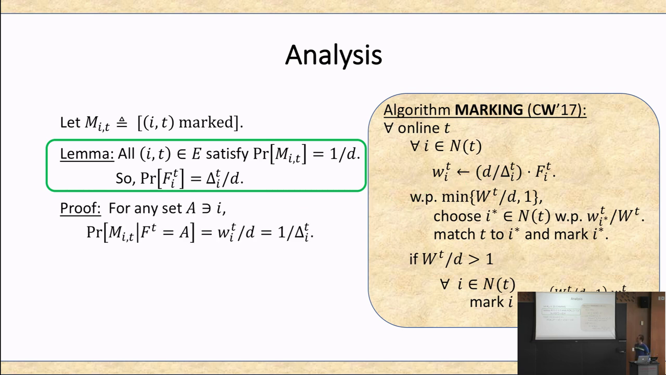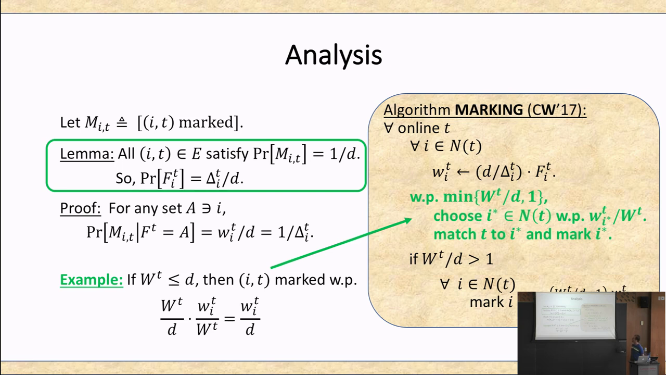So for any set of potential free vertices, A, which contains I, the probability of the edge IT being marked, conditioned on A being the set of free vertices, I claim is exactly WTI over d, which you'll notice is exactly 1 over delta T. It's this thing over d, it's 1 over delta.